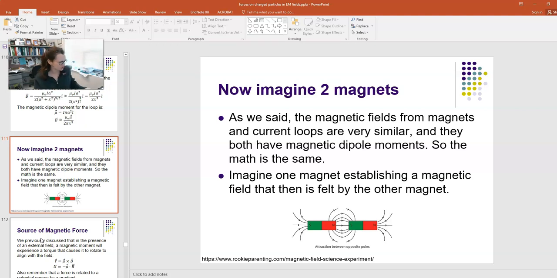Now let's imagine that we don't just have one magnet, but we have two magnets, both with their own little magnetic dipole moments. So what happens here? You can consider one magnet to be the source of the field that the other magnet feels. Just like in this little picture here, let's say that the magnet on the left establishes the field and the magnet on the right has a dipole moment that feels the effects of that field.